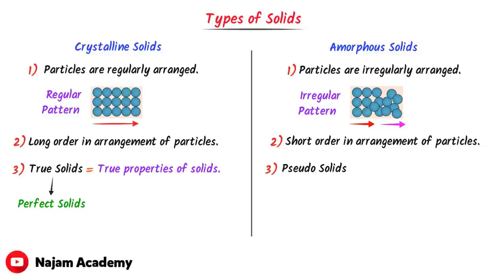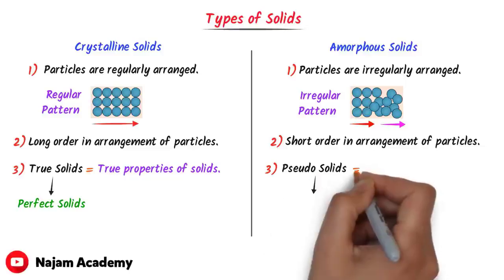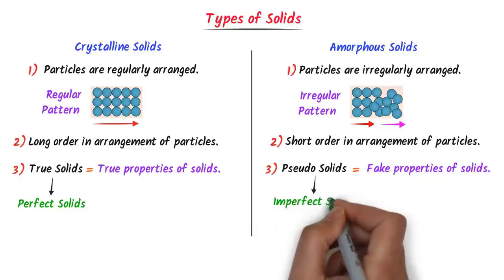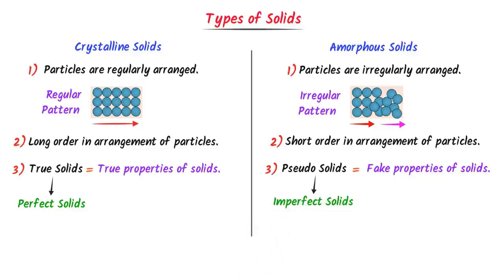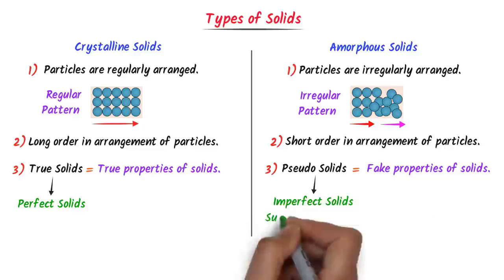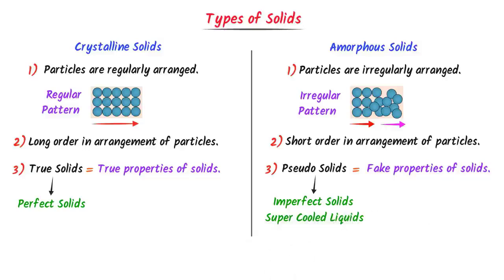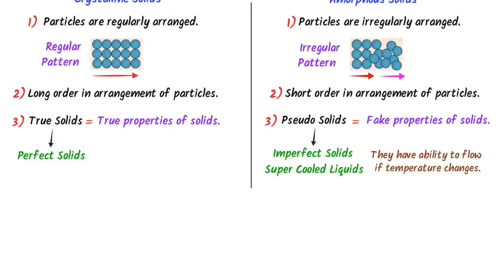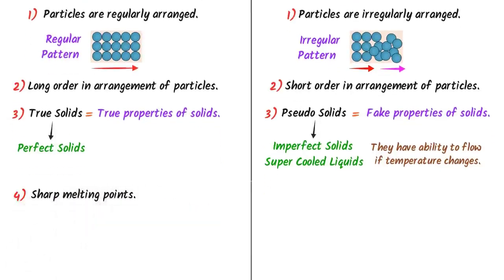They are called pseudo-solids because they have fake properties of solids. For example, they have no regular arrangement of particles, they have no long order of particles, etc. Personally, I say they are imperfect solids. On the other hand, they are also known as supercooled liquids because they have the ability to flow over time if temperature changes.